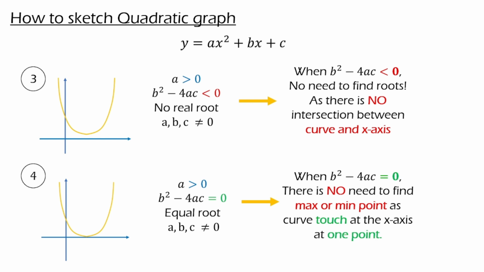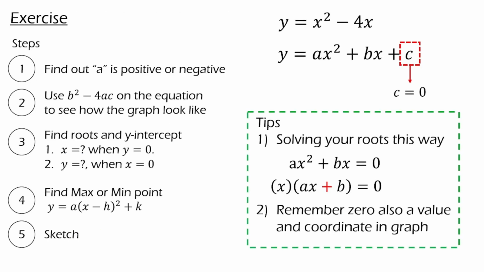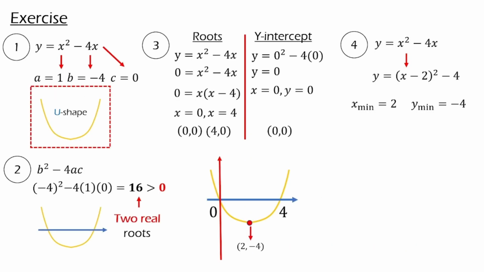Let's move on to the exercise. I would like to challenge you guys to sketch this equation where y equal to x squared minus 4x. This equation is very interesting because the c is equal to 0. I believe you will find it puzzling when it comes to finding the roots and the y-intercept. Please pause the video and give it a try before looking at the answer. Here is the answer.